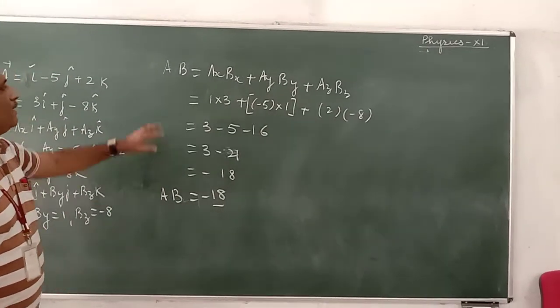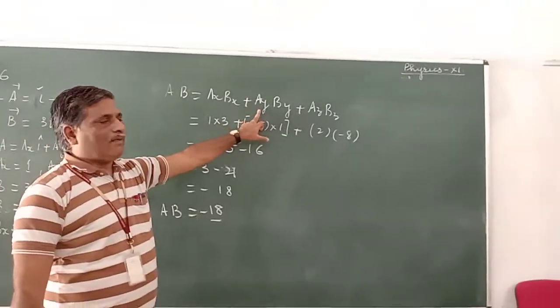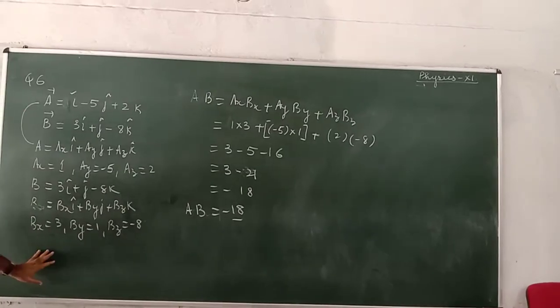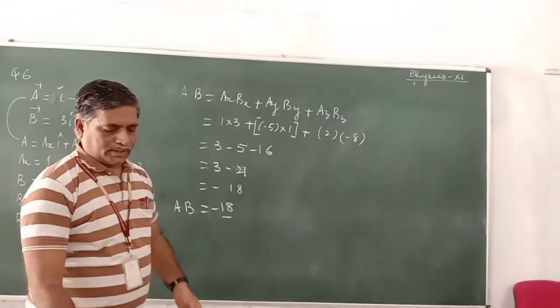Once again I repeat it. A dot B is equal to AX BX plus AY BY plus AZ BZ. Then the coordinates can be anything. So this is the way to find the dot product.